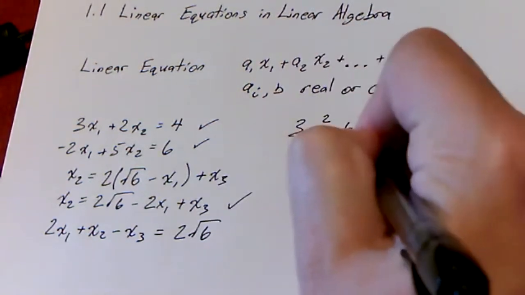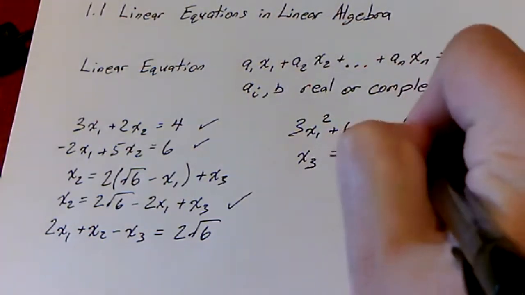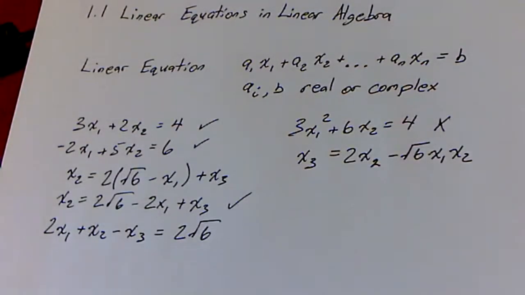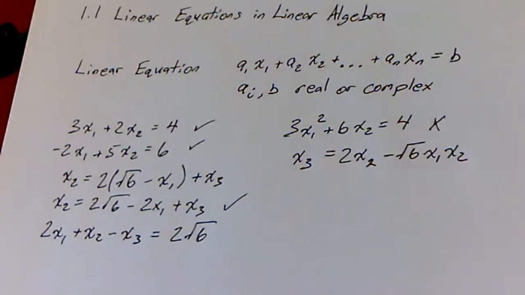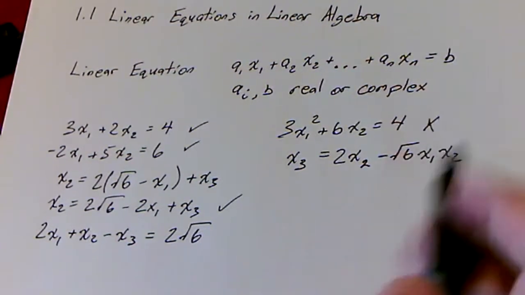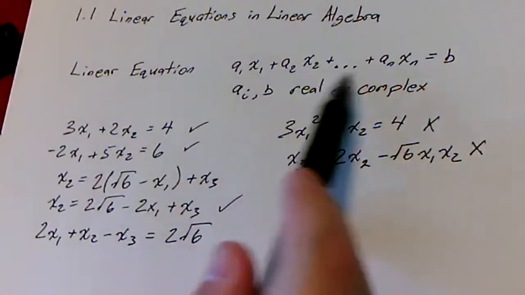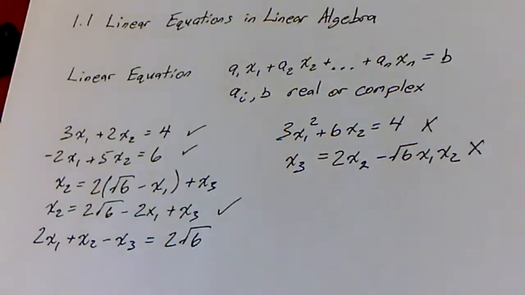Let's say x3 is equal to 2x2 minus the square root of 6, x1, x2. Okay, well, I don't have any squared variables, but I do have x1 and x2 multiplied by each other, okay? And we cannot have that for a linear equation, okay? So you need one variable in each term with one constant term. Now, it can be that way after you rearrange. It doesn't have to be that way in its original format, but you need that setup in order to have a linear equation, okay?